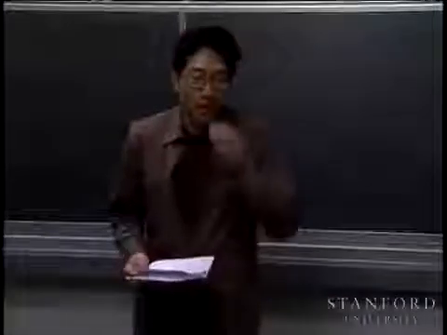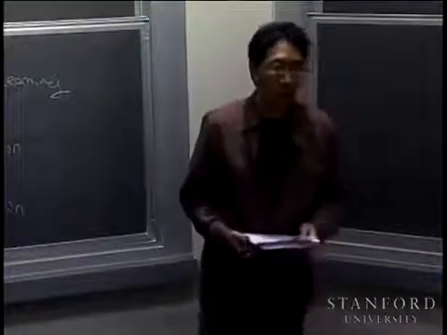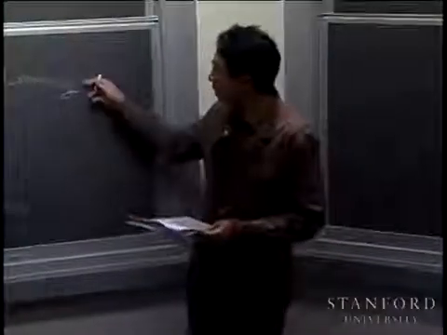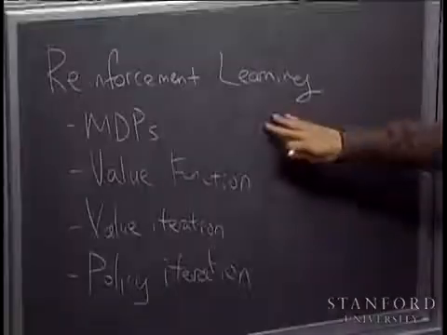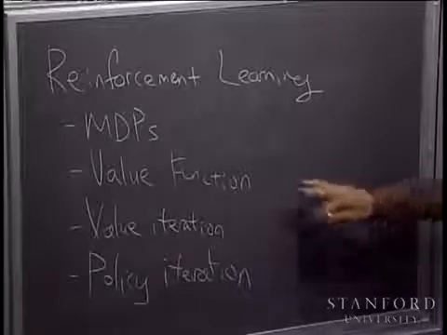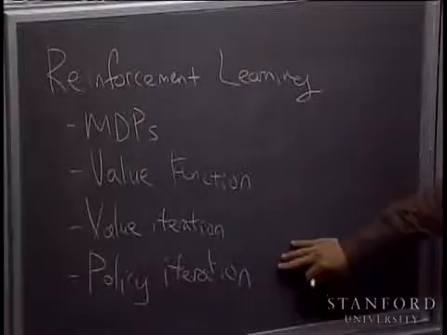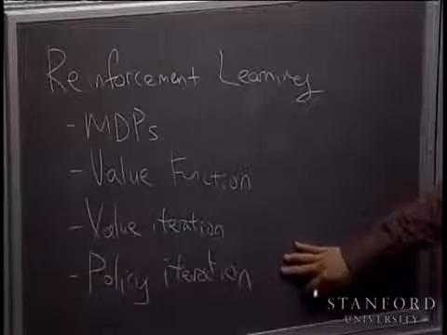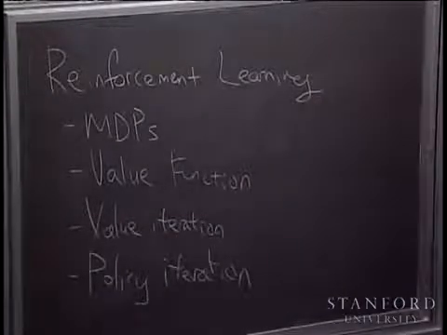All right, so welcome back. What I want to do today is start a new chapter in our discussion on machine learning, and in particular I want to talk about a different type of learning problem called reinforcement learning. We'll talk about Markov decision processes, value functions, value iteration, and policy iteration. Both of these last two items are algorithms for solving reinforcement learning problems.